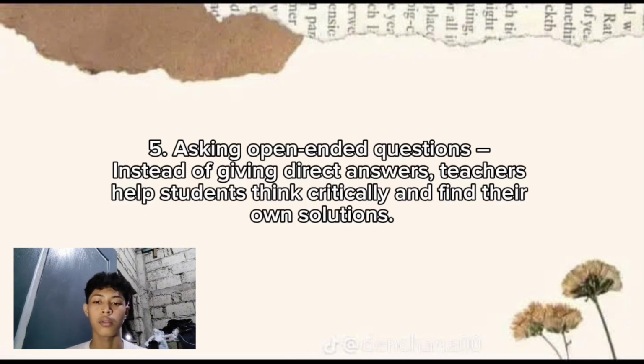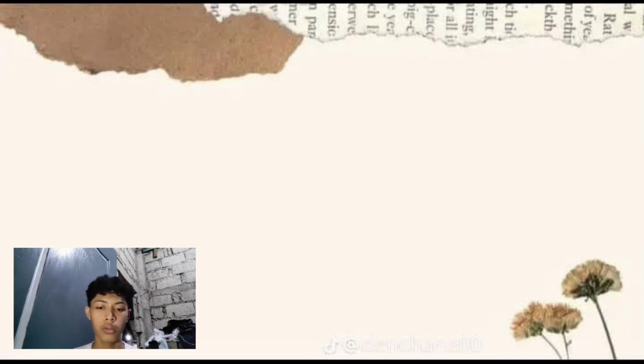And the last one, for the role of the teachers, asking open-ended questions. So, instead of giving direct answers, teachers help students think critically and find their own solutions. So let's proceed to the role of the learners.